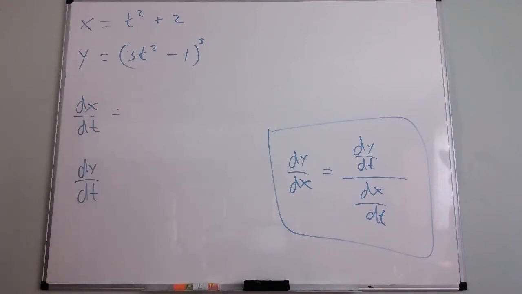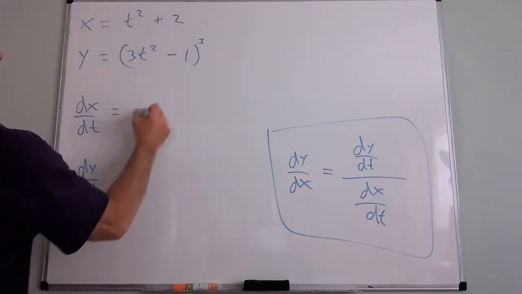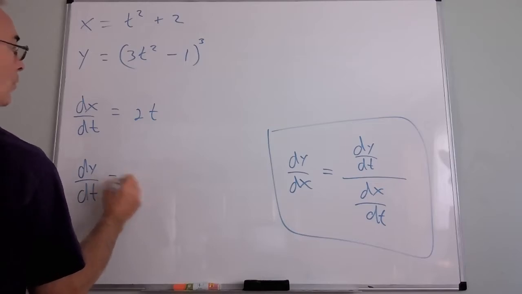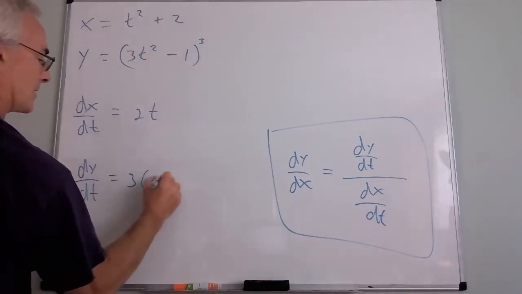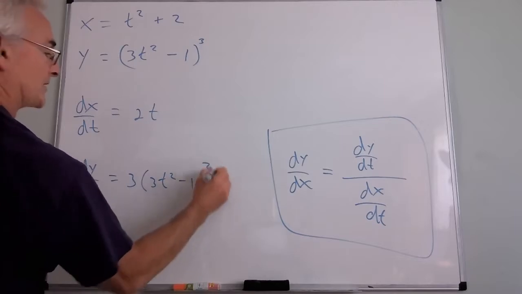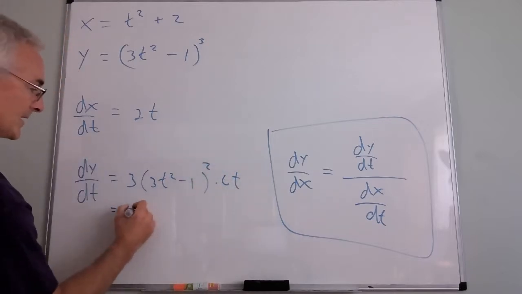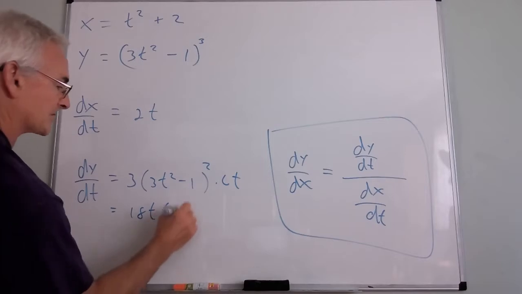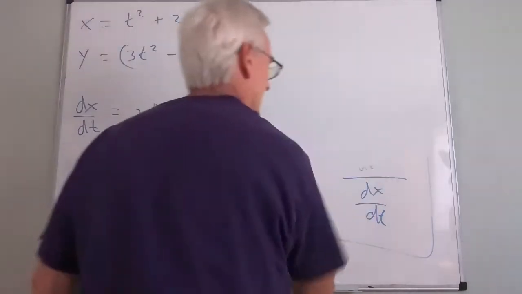So dx dt, first of all, would be what? That should be easy. Just 2t. dy dt, well, I'd have 3 times (3t squared minus 1) to the second times 6t using my chain rule. Or I could just write that as 18t times (3t squared minus 1) squared.